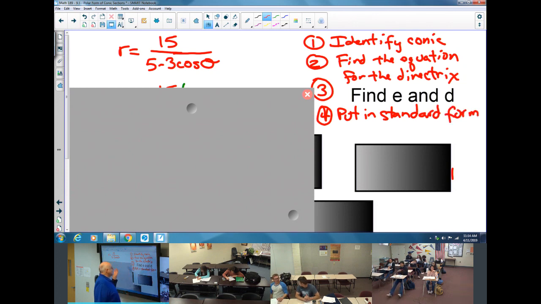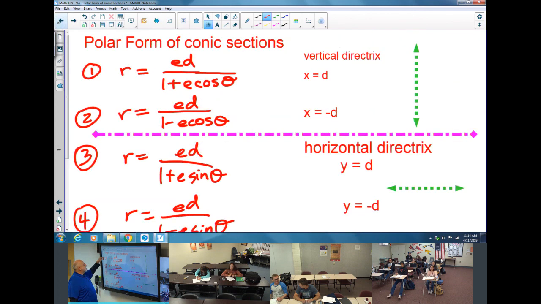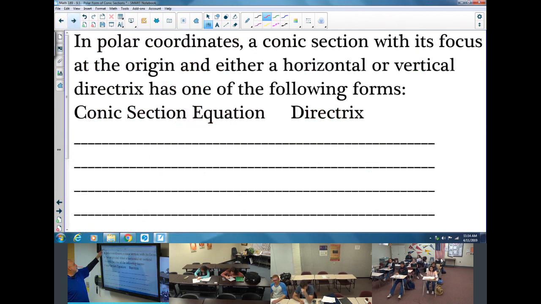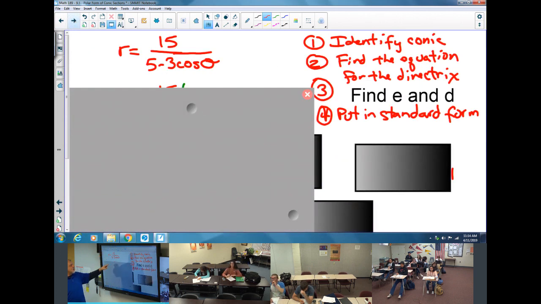Now you might say, wait, that looks like those other ones that I just put up there. But going back a slide or two, all of these had a 1 down here in the bottom. They all have to have a 1. So before you start doing anything, where this 5 is, I need to make it a 1. So how am I going to make it a 1?